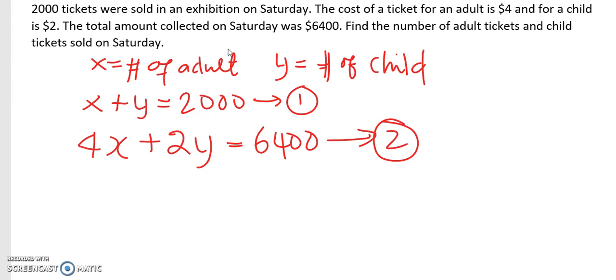How did I get this? One more time. X is the number of adult tickets. If $4 was for each ticket, then 4X is the total amount for the adult tickets. And 2Y, because 2 is the $2 and Y is the number of tickets, 2Y becomes the total amount for tickets sold for children. So 4X plus 2Y will be equal to 6,400, because that is the total amount collected on Saturday.